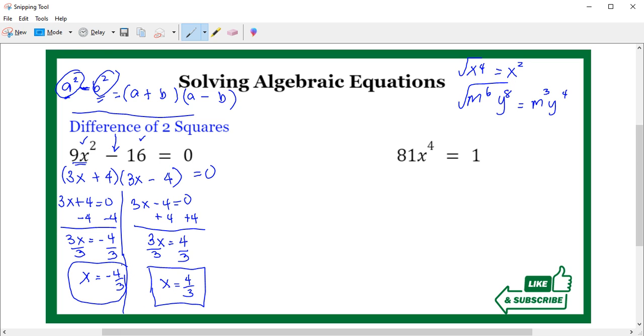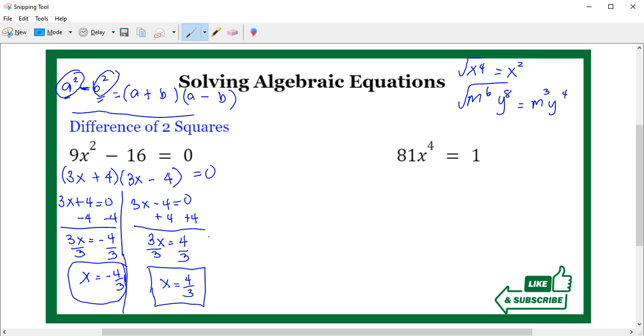Now, how do we know that we should have two answers? Well, look at this one here. The highest exponent, or the highest degree of your equation, is a 2. So that means you are expecting two answers. Now, those two answers may be the same, but it's still the same way.